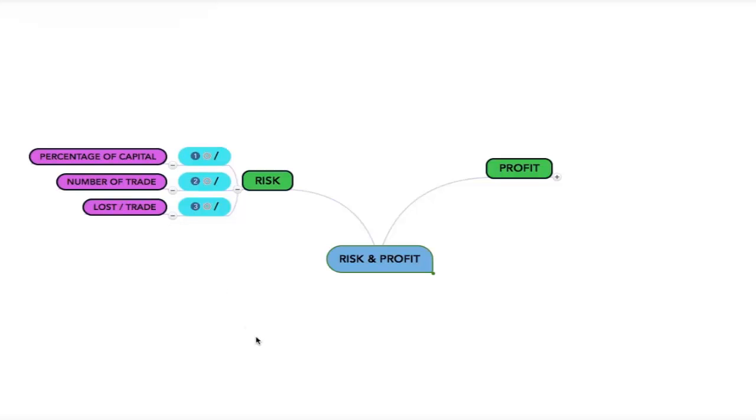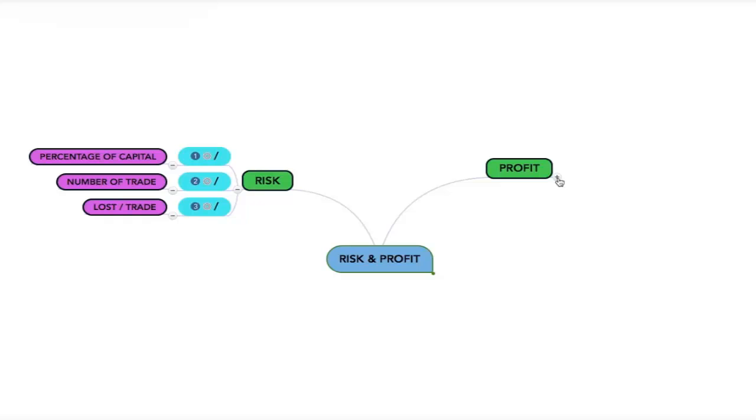And then we have loss per trade. When you decide the percentage of your capital that you're ready to risk, and then you know the number of trades that you're going to open, then you can decide the percentage of the capital that you're going to risk per trade. We just divide the amount that you are willing to lose by the number of trades that you plan to open. Now you know how much you are ready to lose. The last step will be to convert it into a number of pips.